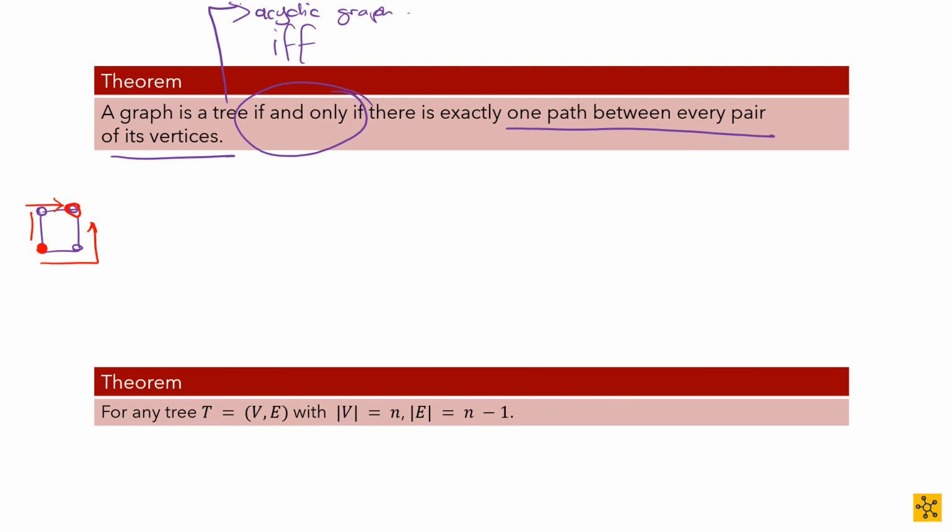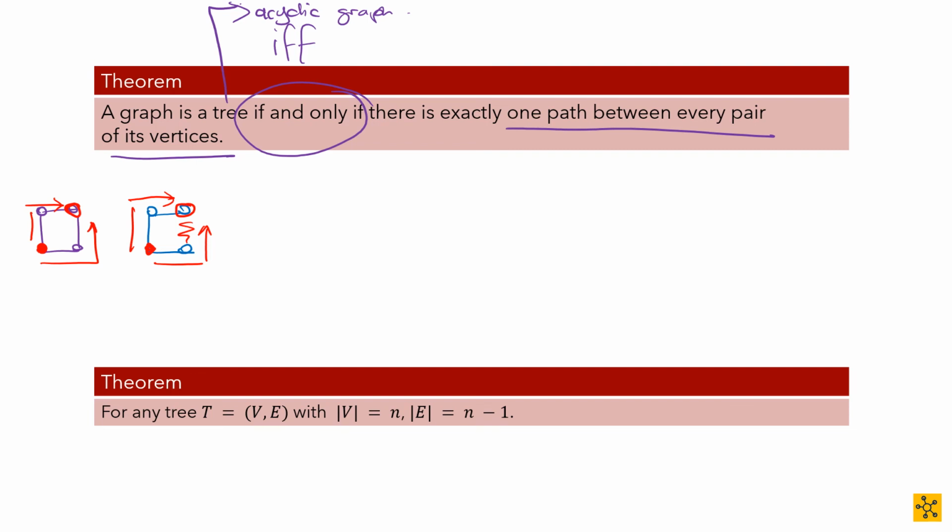But if there was no cycle, so you have your 4 vertices and something like that, in order to get from here to there, you can't go in this direction because there is no edge there. You have to go in that direction. That's what this theorem is saying. It's saying, listen, if it's a tree, there is only one path between every pair of vertices.